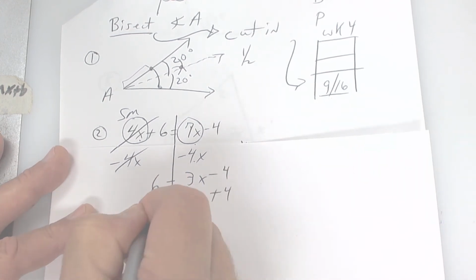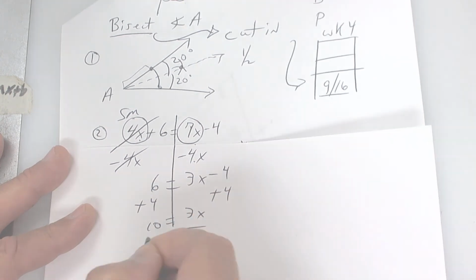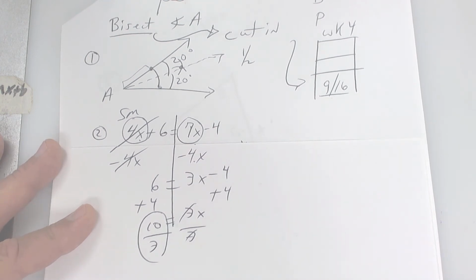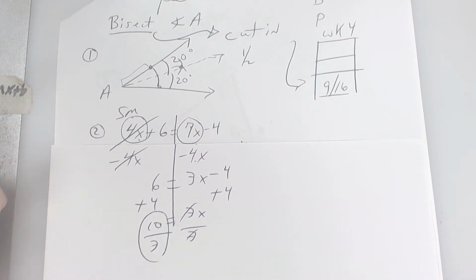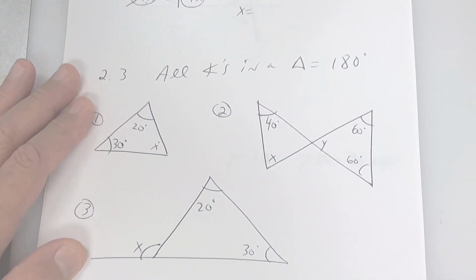So you're going to add 4 to both sides and get 10 is equal to 3x, and then divide by 3. And you get 10 over 3. And we'll leave it like that. Any questions on this? So we learned bisect, and we learned how to solve variables on both sides. You go after the smaller one. On a new sheet of paper, copy this down.